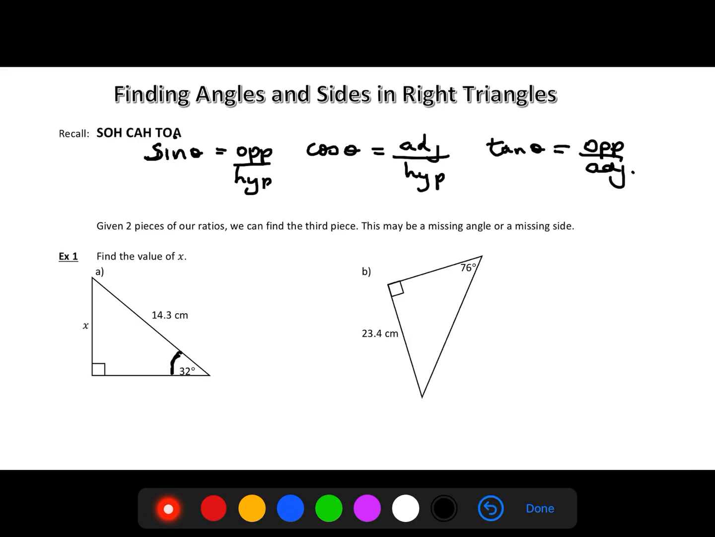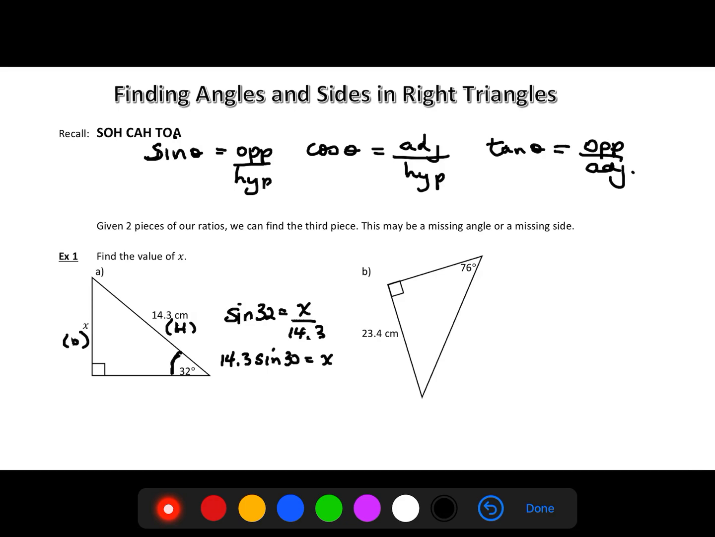We have to work with the angle that we're given, and remember we only use the acute angles, not the 90 degree angle. The 90 degree angle will not work for some of our ratios, so we always want to use the acute ones. For part A, we're going to set up our ratio. We always want to start with our initial ratio. We're looking for our opposite, and we have our hypotenuse, which means we're going to set up our sine ratio. Sine of 32 is equal to opposite over hypotenuse, or x over 14.3.